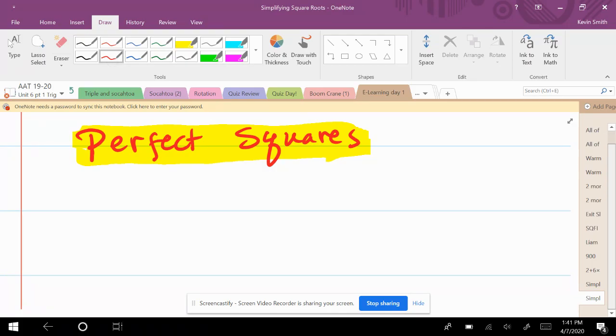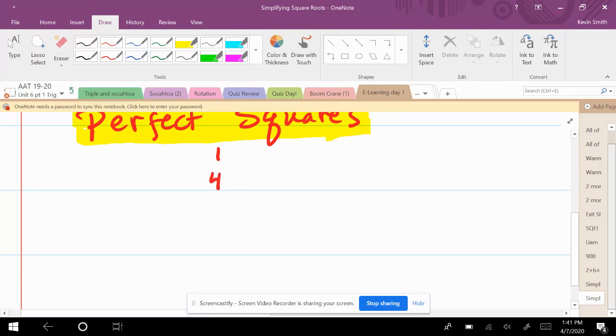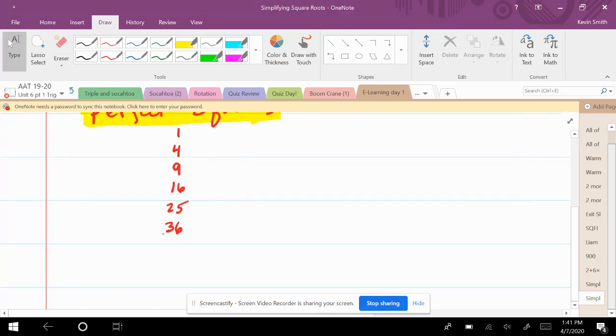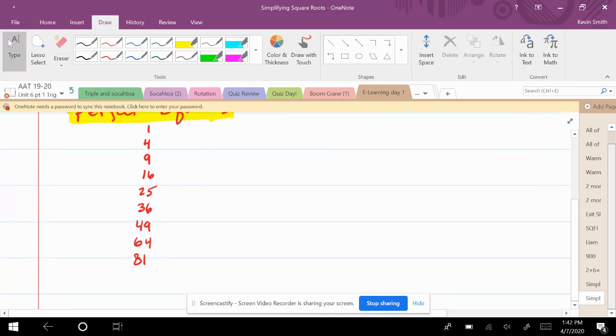So I bet you actually know what most of these are. I'm going to list off a couple. We'll talk about them. So let's see. 1 is a perfect square. 4 is a perfect square. 9, 16. I bet you could name the next one. 25, 36, 49, 64, 81, and we'll stop right here at 100.